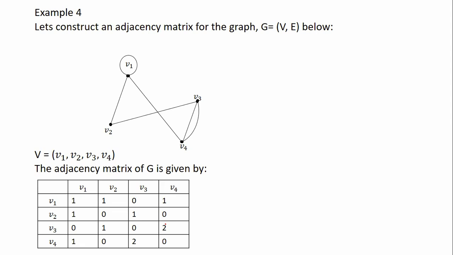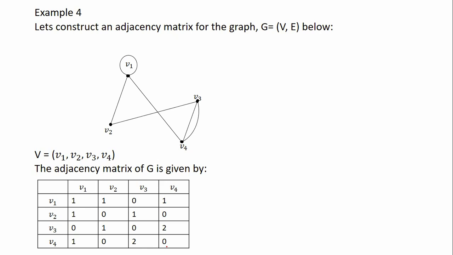Okay. So let's do the same thing to V4. V4, V1, it's 1. V4, V2, no connection, so 0. V4, V3, we have 2 ways or 2 edges. We have that 2 here. Then we have V4, no self loop at V4, so 0 there.